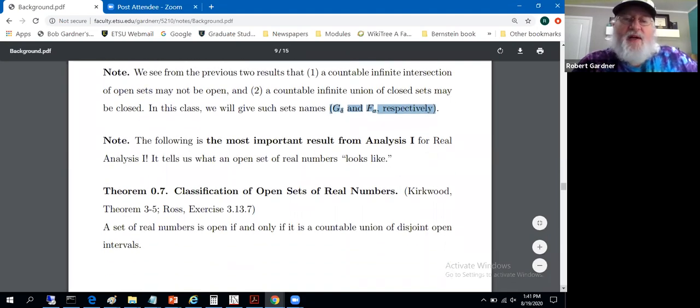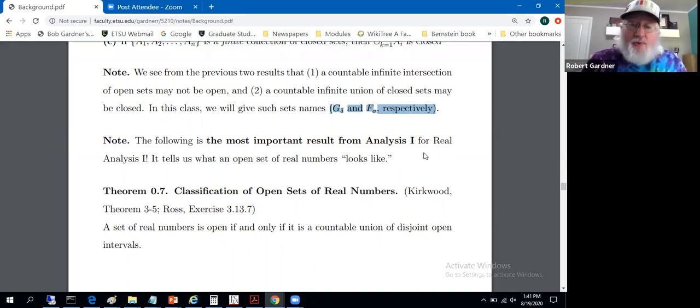Okay, I declare the following as the most important result from analysis 1 with an eye towards graduate real analysis 1. It tells you what an open set of real numbers looks like. That is, it classifies open sets of real numbers. Got it? This is a big deal. In graduate real analysis, we're going to do measure theory, Lebesgue measure and Lebesgue integration, and the measure stuff is so motivated by this next result.